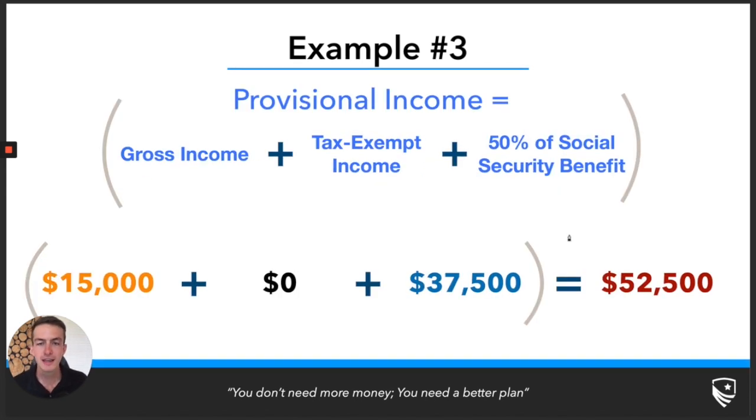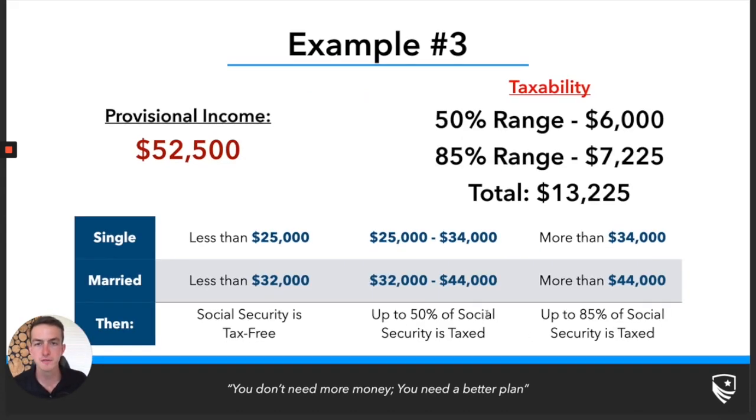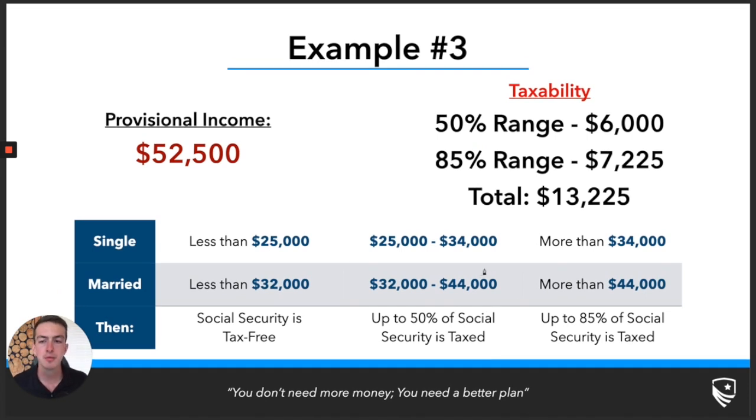So again, going back to this provisional income idea. Gross income, they're pulling $15,000 from their assets here. Then we're taking half of their Social Security benefit. They had $75,000 of a Social Security benefit, so half of that would be $37,500. Add those together, we get a provisional income here of $52,500. So again, plug this into the table. Again, they're in the married provisional income range. So again, they're going to be fully subjected to this range here.